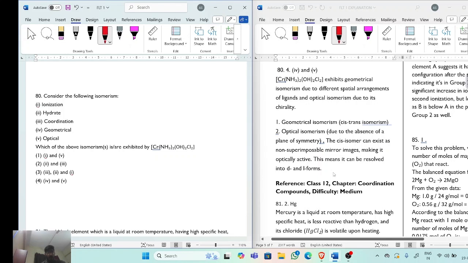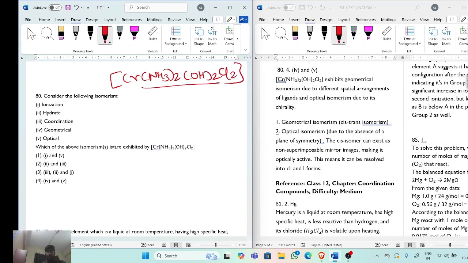Question number 18. Consider the following isomerism: ionization, hydrate, coordination, geometric, optical. The given compound is [Cr(NH3)2(OH)2Cl2]. We have to tell which of the following isomerism it can show. Ionization isomerism is not possible because no ions are present outside this complex. So it is not possible.